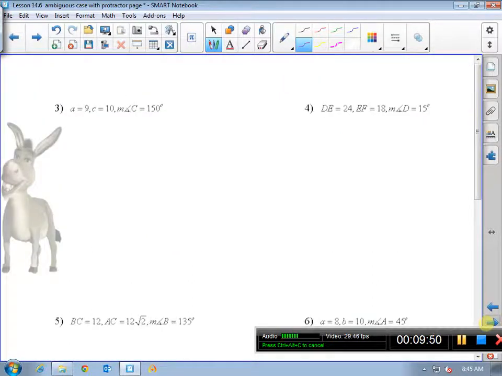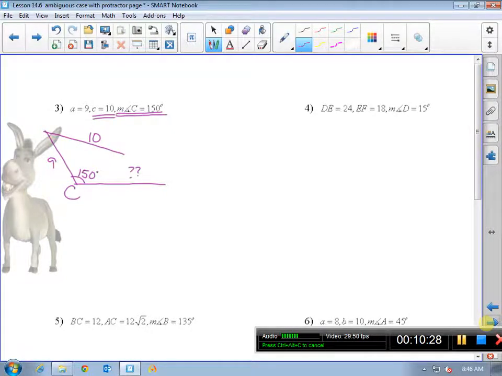Let's try another example. Number 3. Draw our partial picture. Notice my angle is obtuse. So let's actually draw that angle obtuse. Angle C, 150 degrees. So side C is across from it. We'll throw that out here and just put a 10. And the side between them, 9. Still looking to see if this triangle over here is possible, or if there's an answer.